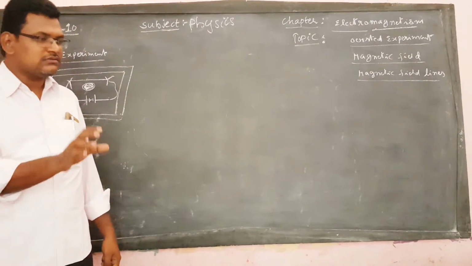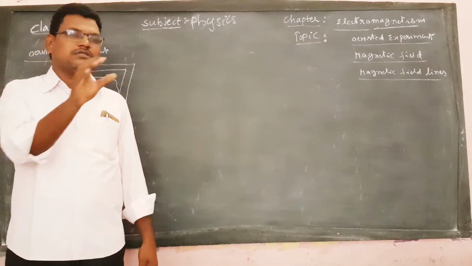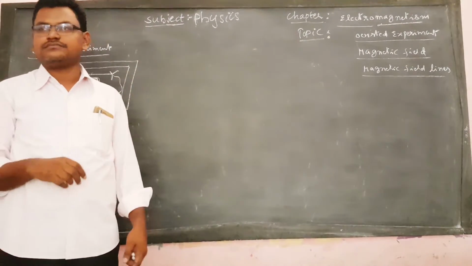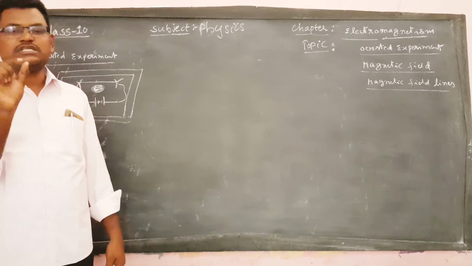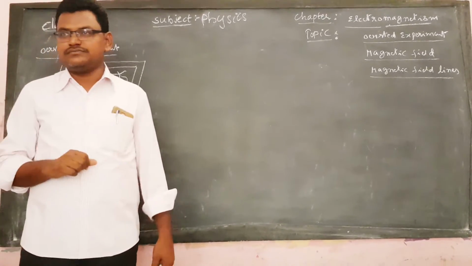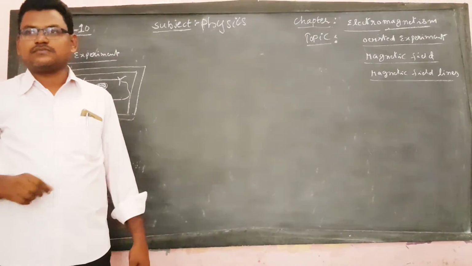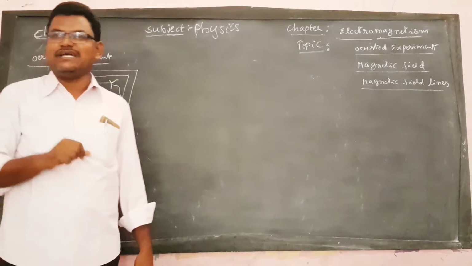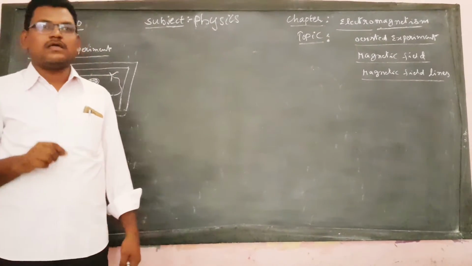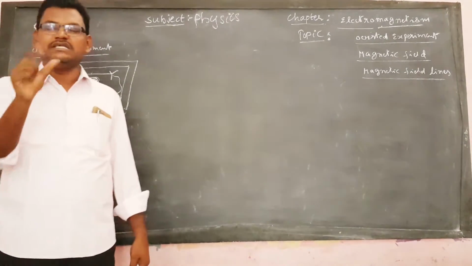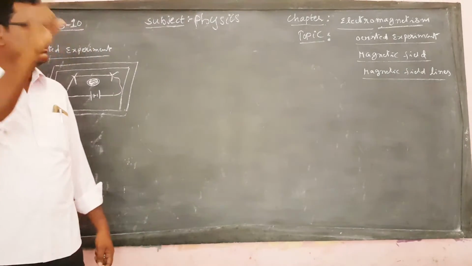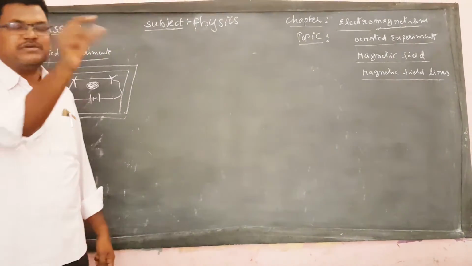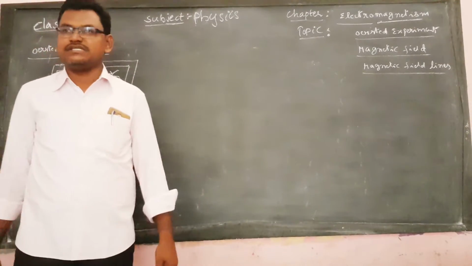But there were no magnets surrounding it, even though the magnetic needle deflected. So immediately the scientist Oersted said, Eureka, I discovered there is magnetism by the electricity. There is magnetism by the electricity.